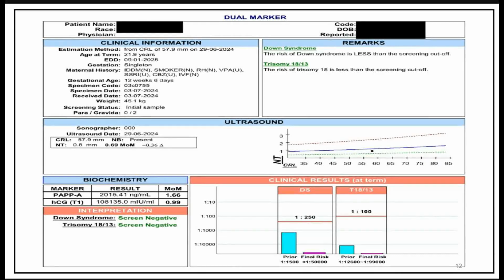And then we have calculated the risk and plotted it in a chart. The risk for Down syndrome is 1 in 250, while the risk of trisomy 13 and 18 is 1 in 100. And this patient, we can see, has been screened negative for this particular pregnancy.